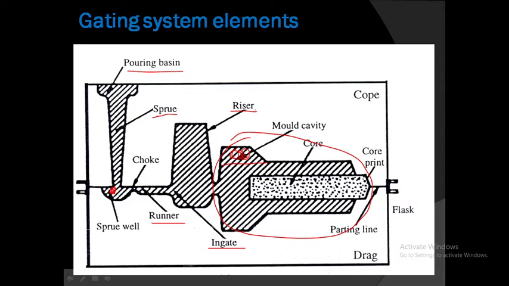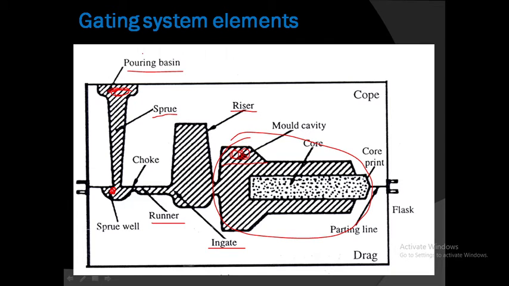This pouring basin serves as a reservoir for the molten metal which is poured from the ladle. The molten metal is not directly poured into the mold cavity, because if it were directly added into the cavity, it may cause erosion. That's why the pouring basin is there.